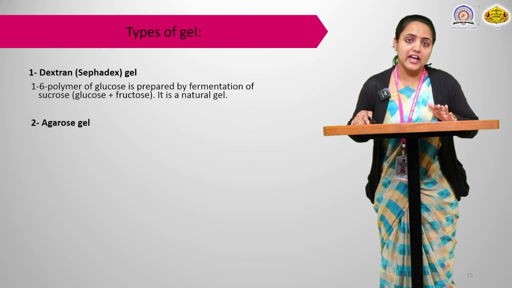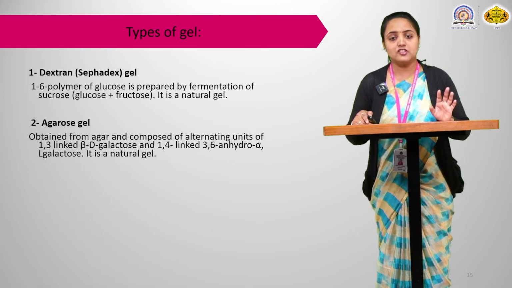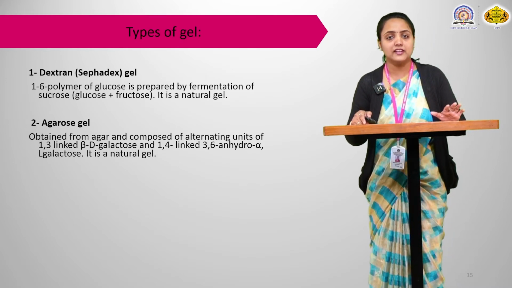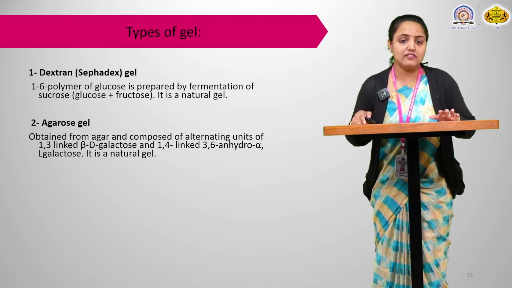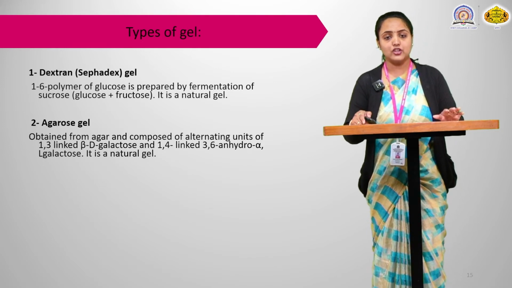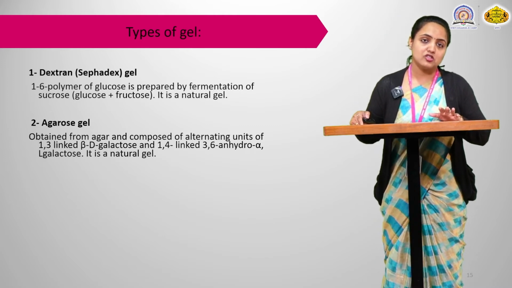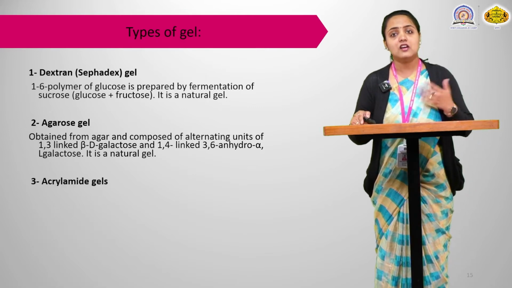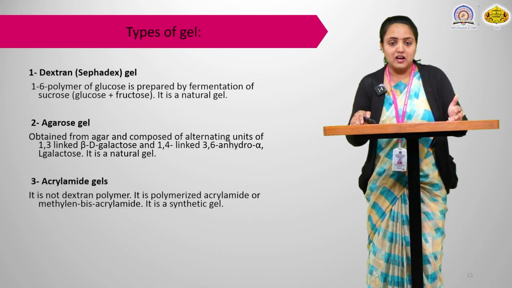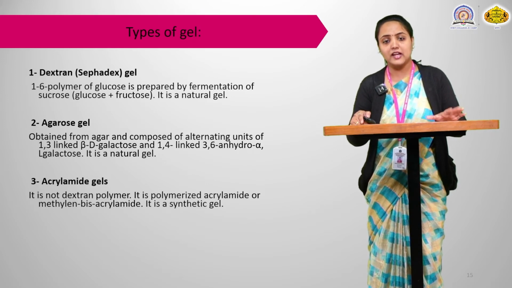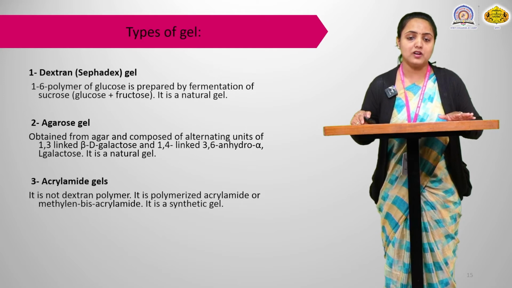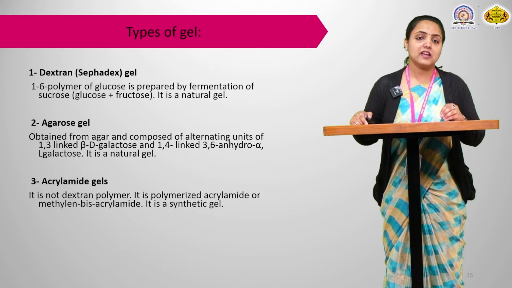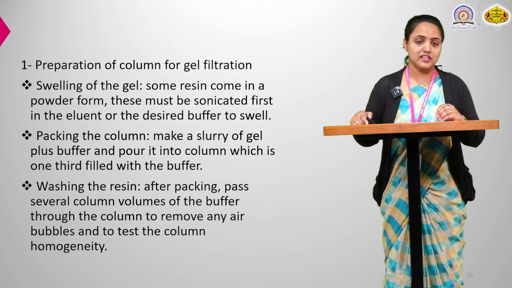Second, you can use agarose gel, which is also a natural type of gel, obtained from agar and composed of alternating units of 1,3 linked beta D galactose and 1,4 linked 3,6 anhydro alpha L galactose. So it is also a natural gel which is called agarose. And third one is the acrylamide gel, which is a synthetic type of gel. It is not a dextran polymer, it is polymerized acrylamide or methylene bis acrylamide gel. So it is also a synthetic type of gel.